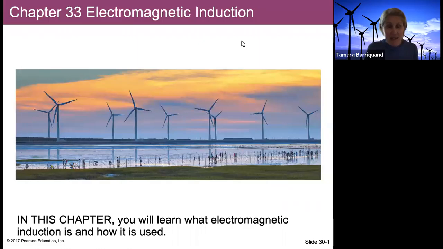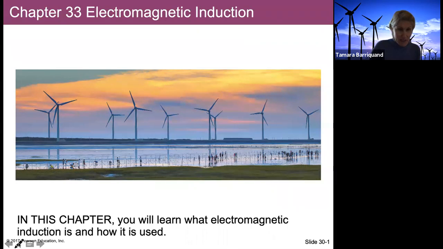Hello, welcome back. We have been looking at how Lenz's law shows us that if we have a changing magnetic field, that will induce a current, and that the induced current will move in such a direction as to give a magnetic field that will oppose the change in the magnetic field. Now we're going to look at how we can use Faraday's law to give us the magnitude of that induced EMF.